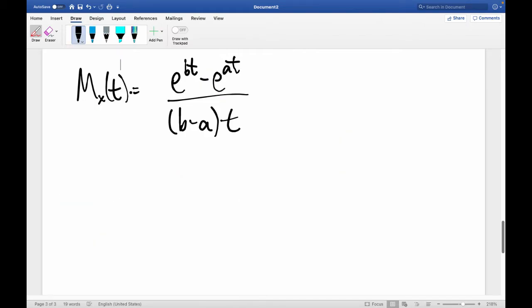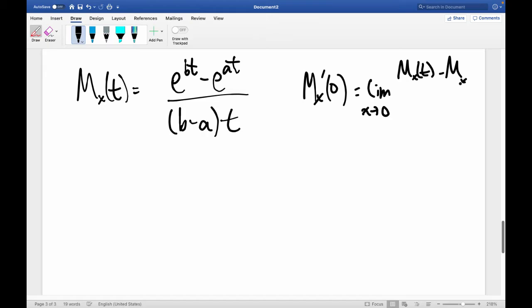So the moment generating function for a continuous uniform distribution is given right here. And recall that the definition of the derivative evaluated at a point, in this case 0, is going to be the limit as t approaches that point 0, of the original function of t minus the function evaluated at the point in question, all divided by t minus 0.